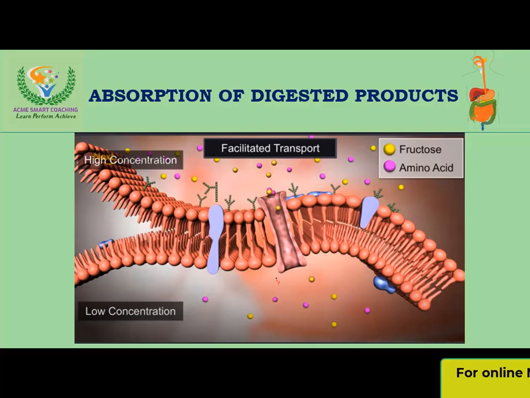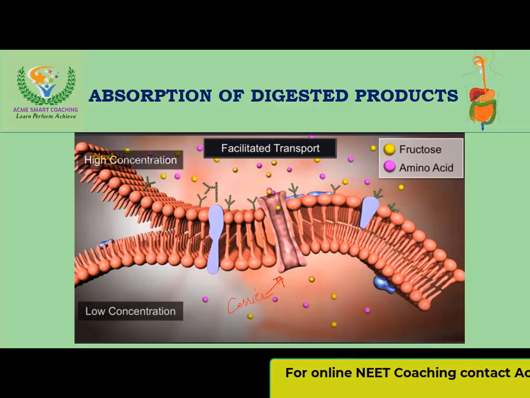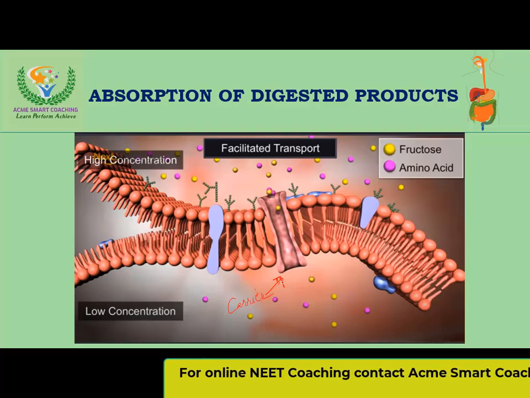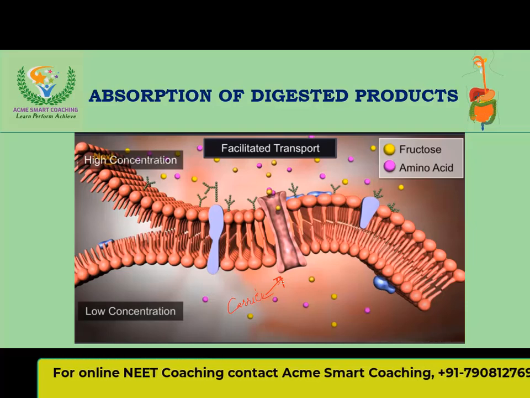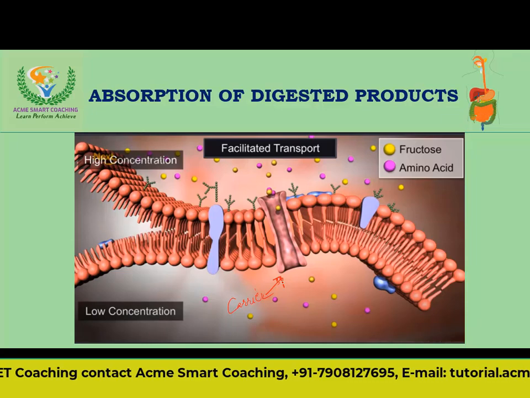In case of facilitated diffusion or facilitated transport, it is also along the concentration gradient from the higher concentration to the lower concentration, but with the help of a carrier protein. With the help of this carrier protein, the molecule can pass from one side of the membrane to the other side, and thus the substance is absorbed.